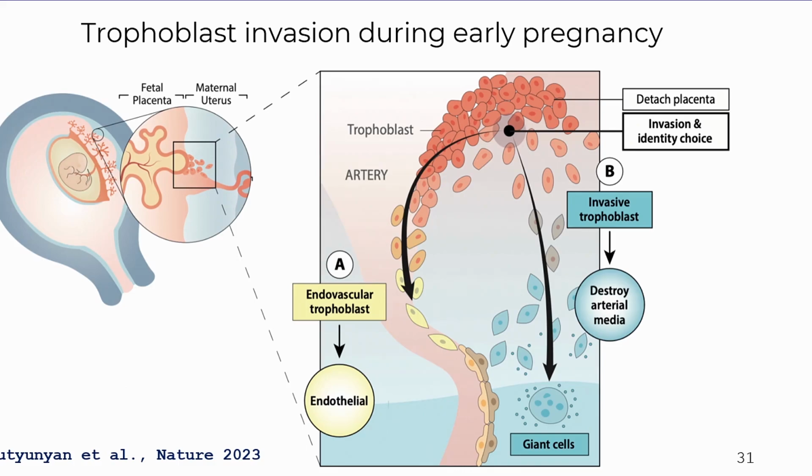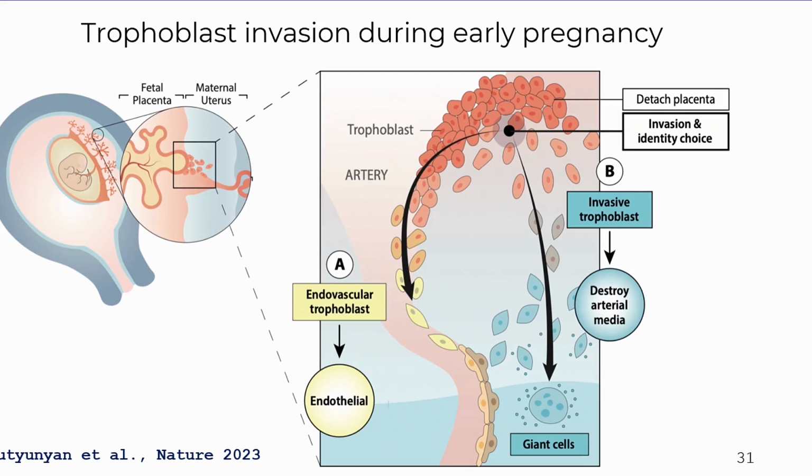And this invasion needs to happen because the arteries need to transform to enable sufficient nutrition to the embryo. And also the invasion needs to be controlled, because the cells need to fuse into giant cells at the border of the myometrium that no longer invade. Otherwise, we would have the fetus invading the mom all the time, and that would be problematic, as you can imagine.